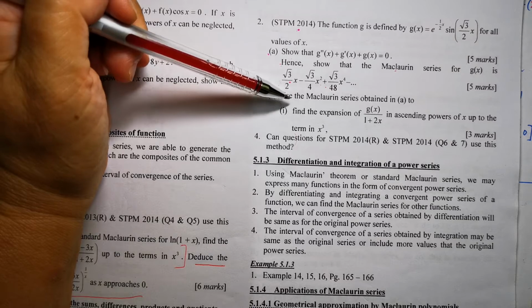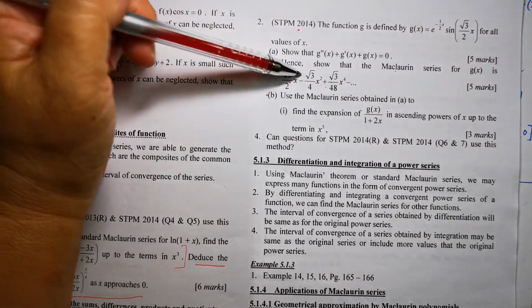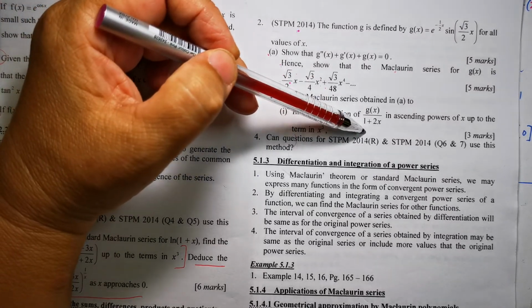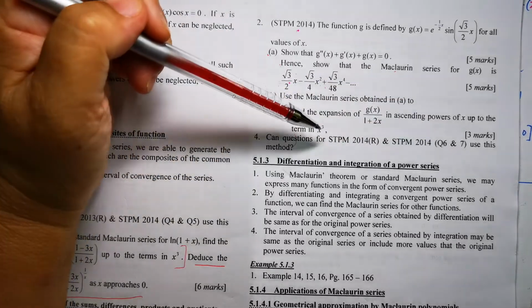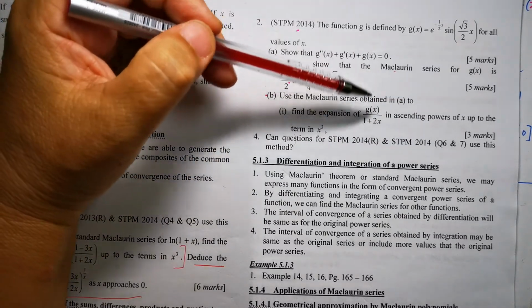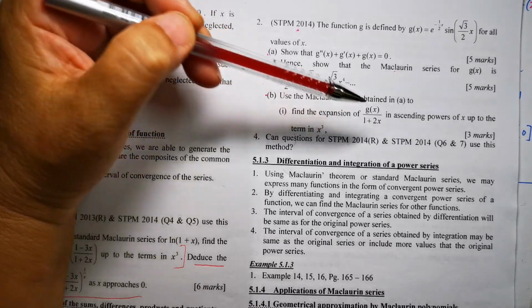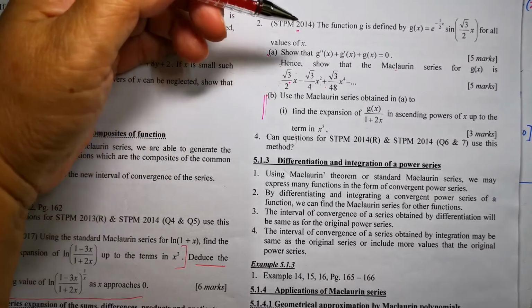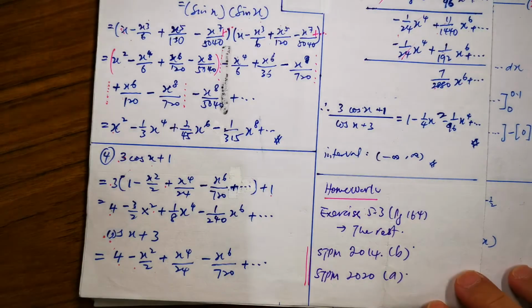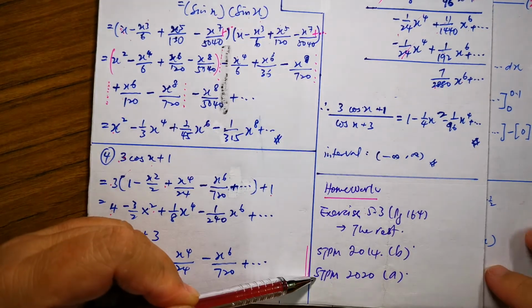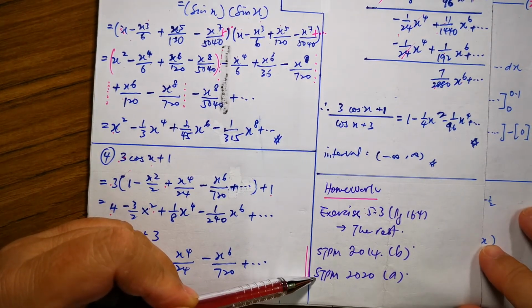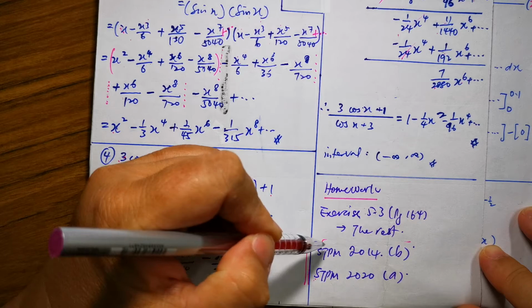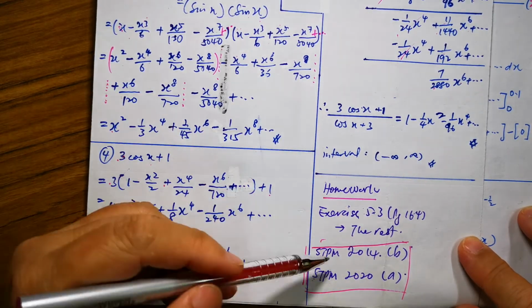Then B is use the Maclaurin series obtained in A to find the expansion of g x over 1 plus 2x in ascending power of x up to the term in x cubed. This one actually means you have to do division. So I want you to complete this one now. Another question is STPM 2020. You refer to the past year question that I gave you, and just do part A. Use the remaining time to complete these 2 questions.